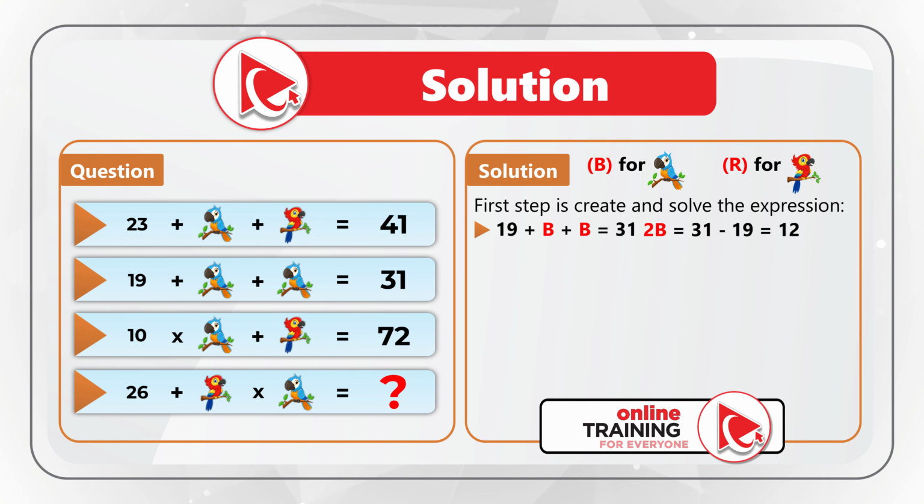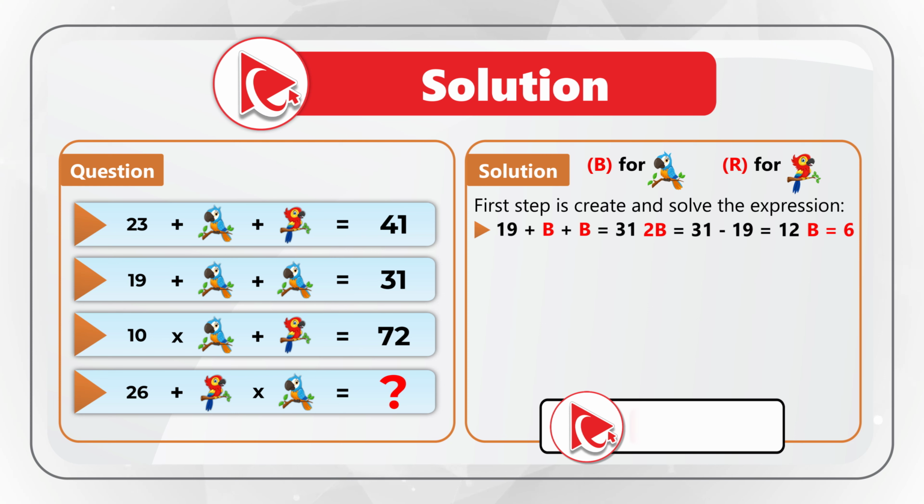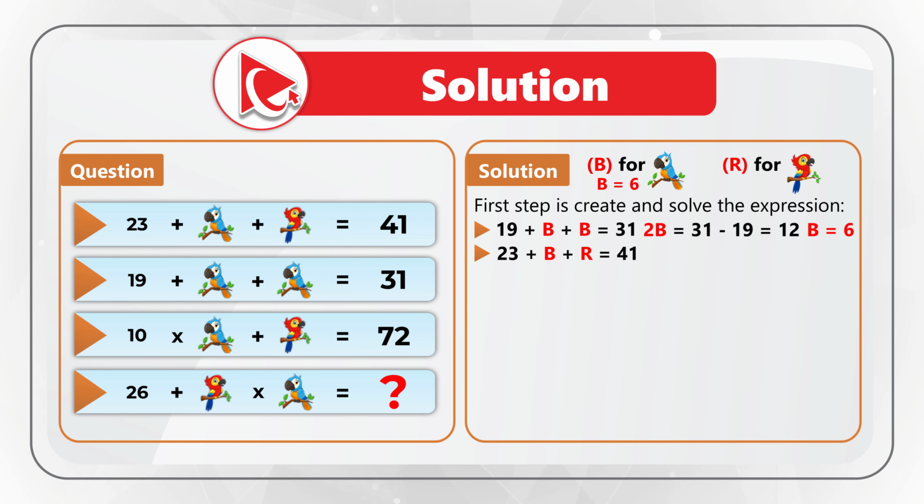Once we solve it, we see that B, blue parrot, equals 6. Knowing the value for blue parrot, we can solve the first expression. 23 plus B plus R equals 41, which means that 23 plus 6 plus the missing variable R equals 41. After the calculations, R equals 41 minus 29, which equals 12.